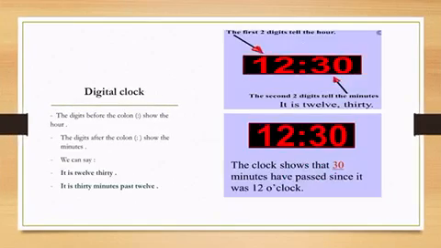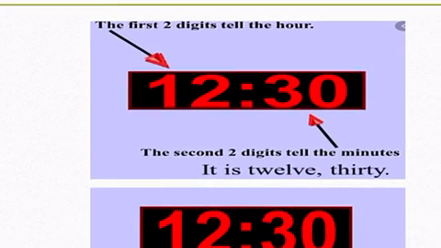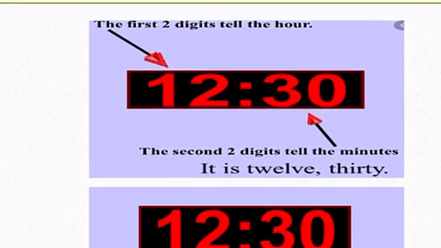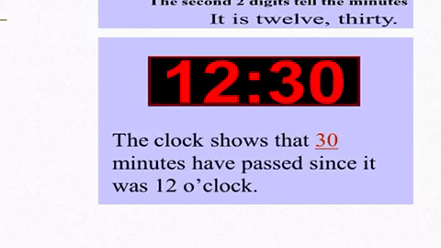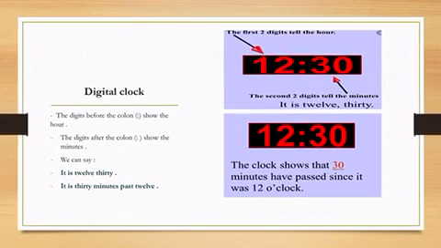Now in the digital clock it's much easier because we will only read the numbers. We have here 12 colon 30, so it's 12 and 30, 12:30. Okay, that clock shows that 30 minutes have passed since it was 12 o'clock. So we can say that it's 12:30 or it is 30 minutes past 12. Okay, 30 minutes past 12.